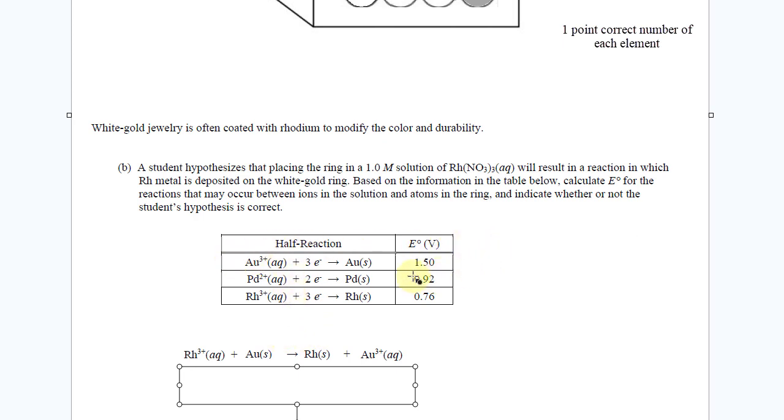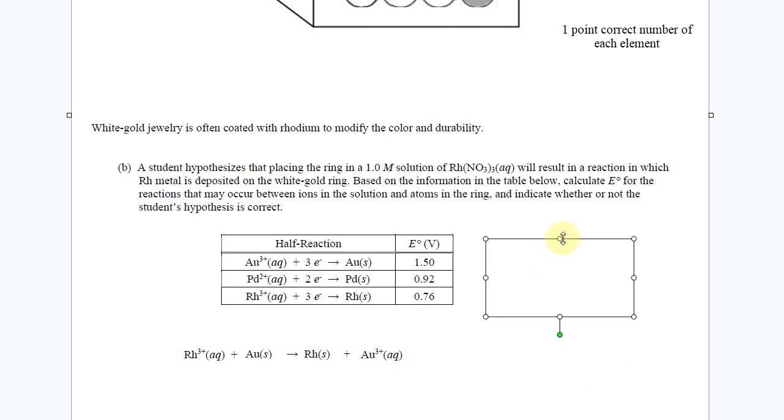And looking at the voltage chart, you say, wait a second. Usually the top material reduces, but here they've got the top material gold oxidizing, going backwards. This isn't going to happen. I would immediately say the student hypothesizes incorrectly. Answer that, and even if you don't have the voltages right, you would end up probably getting the point for this. But we have to get the voltages.